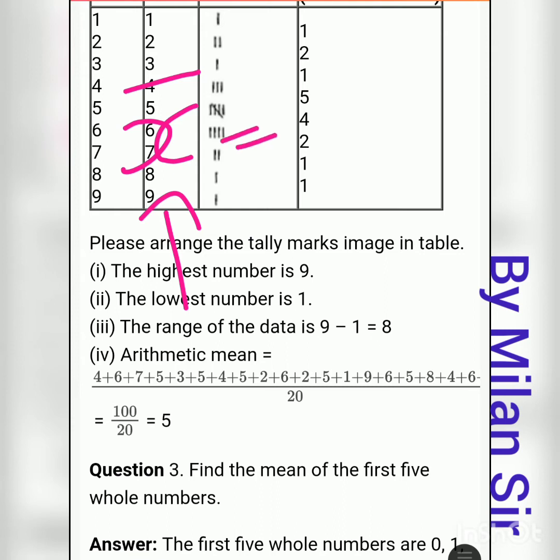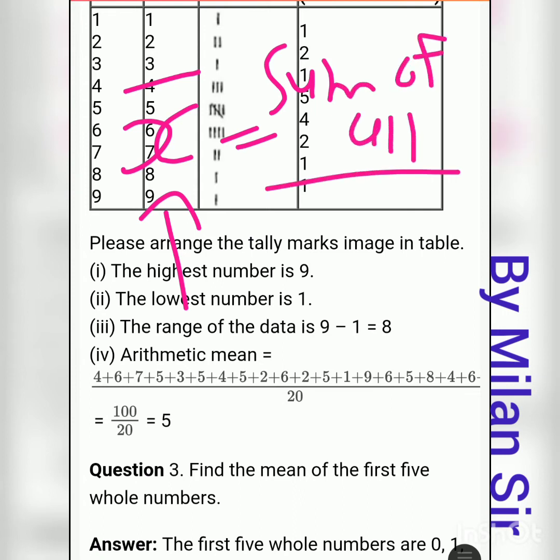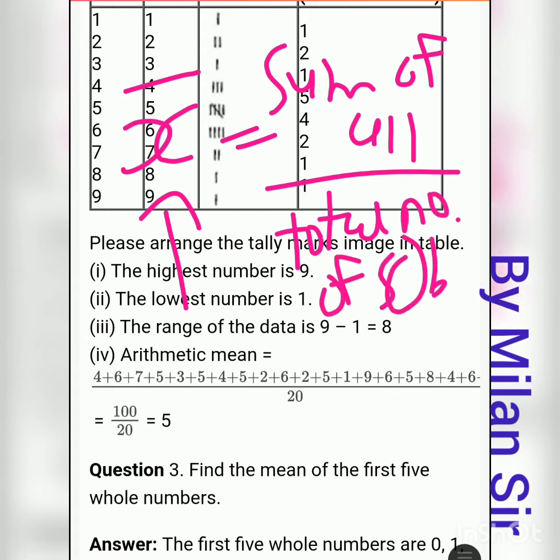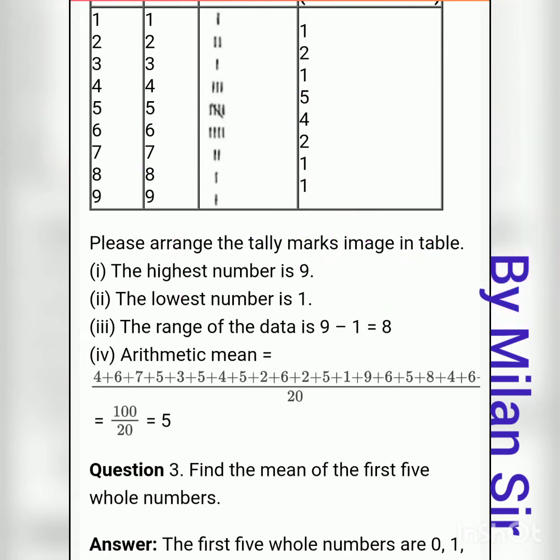Now what is the formula of mean? It is the sum of all the observations divided by the total number of observations. So for finding the arithmetic mean, the formula is: arithmetic mean is equal to the sum of the observations divided by the total number of observations.